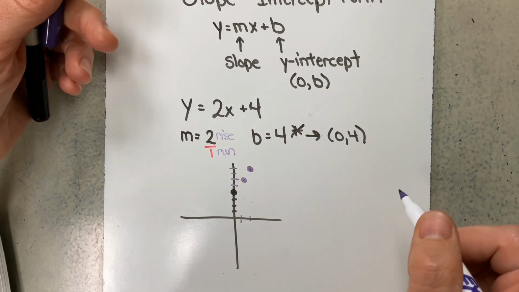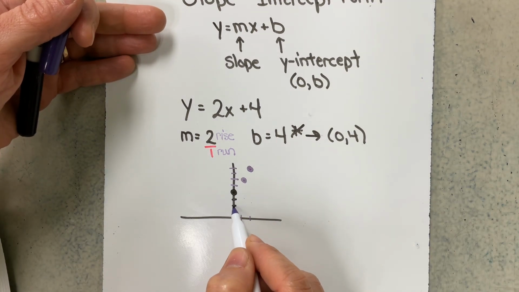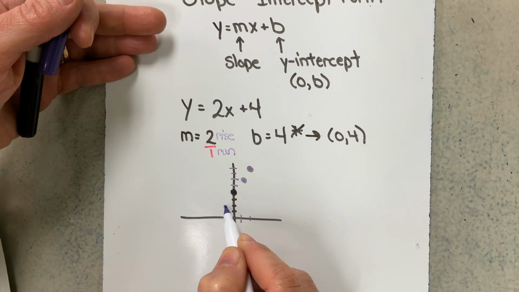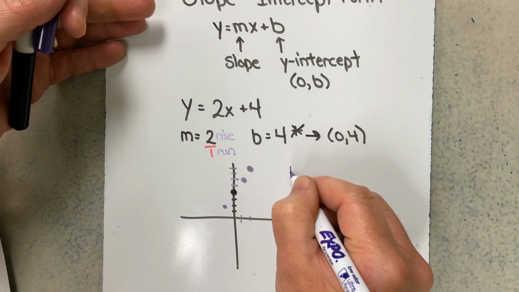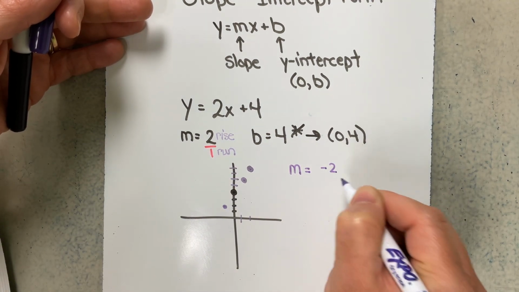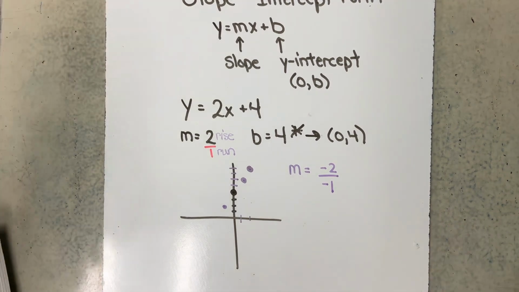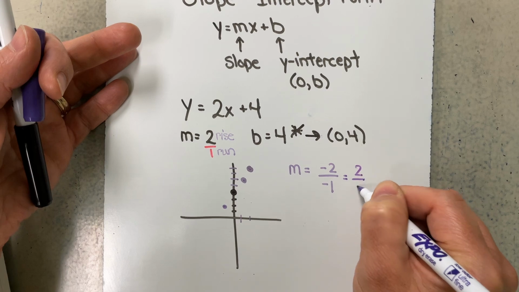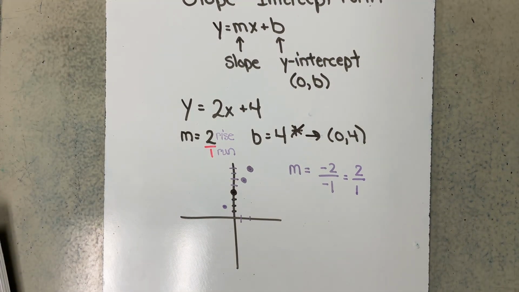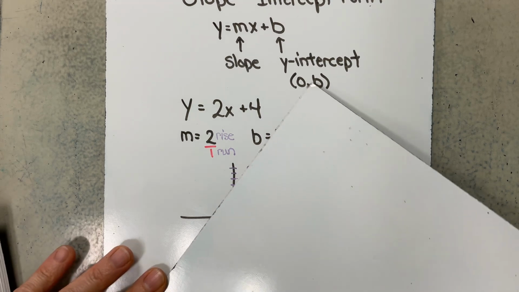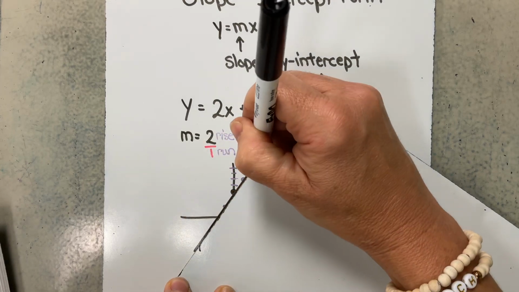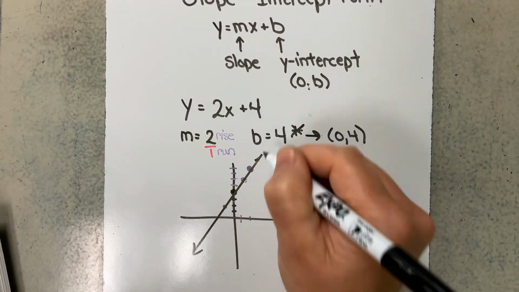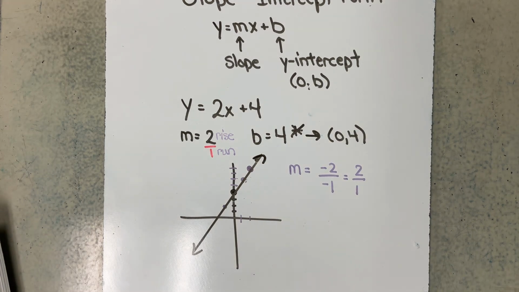I can also go the opposite direction, so I can rise -2 and run -1, okay? So I could also say that my slope was -2 over -1, right? Because that means exactly the same thing as +2 over +1. I've got more than 2 points. 2 points make a line. 3, I can make sure it's straight. This is when graph paper becomes very handy because if you're not real careful, your line might start being squiggly here. Okay.